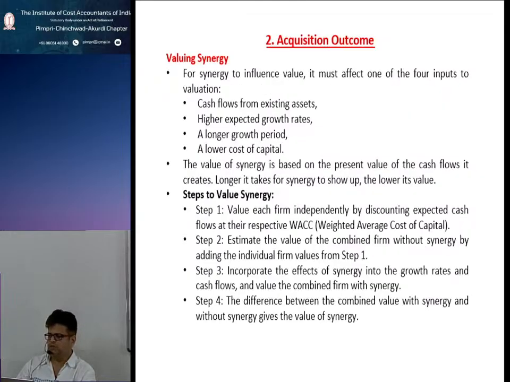Valuing synergy, again: for synergy to influence value, it must affect one of the 4 inputs to valuation. One is the cash flow from existing assets, then higher expected growth rates, a longer growth period, and a lower cost of capital. The value of synergy is based on the present value of the cash flows it creates. The longer it takes for synergy to show up, the lower its value. Steps to value synergy: first, value each firm independently by discounting expected cash flows at their respective weighted average cost of capital. Step 2, estimate the value of the combined firm without synergy by adding the individual firm values from step 1. Step 3, incorporate the effects of synergy into the growth rates and cash flows and value the combined firm with synergy. Step 4, the difference between the combined value with synergy and without synergy gives the value of synergy.